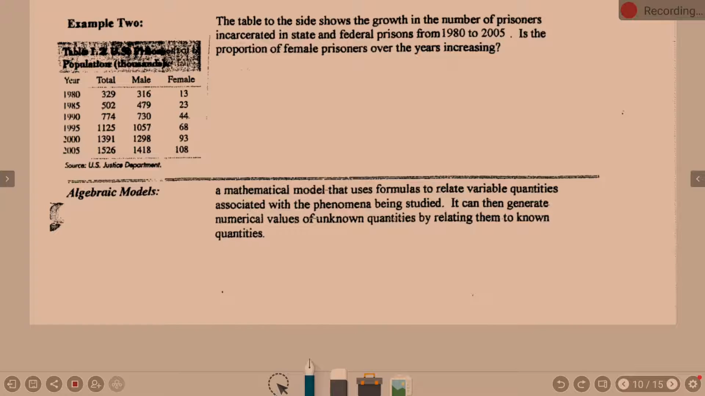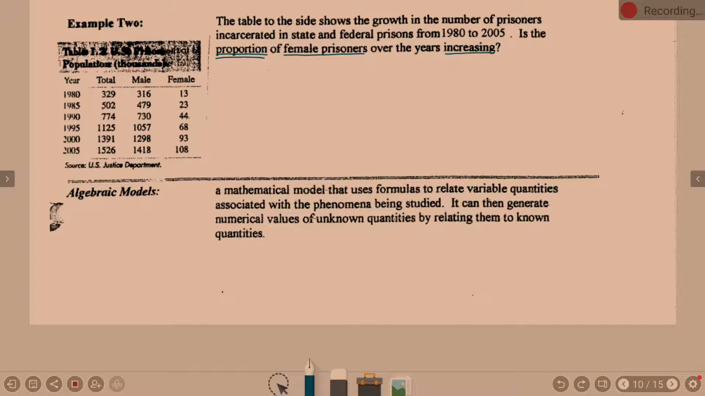Example 2. And this is where I said have your calculators out, because we're going to explore something we can use the calculator to do. The table to the side shows the growth in number of prisoners incarcerated in state and federal prisons from 1980 to 2005. Is the proportion of female prisoners over the years increasing? So what did they ask? Proportion of female prisoners increasing. Keyword there being proportion.